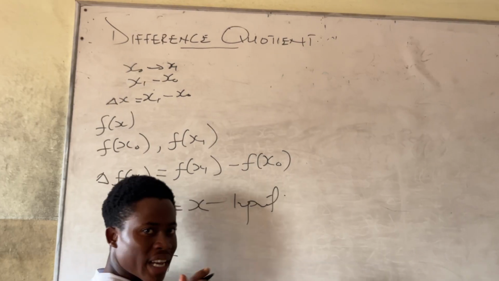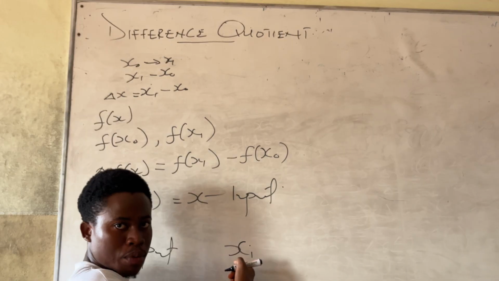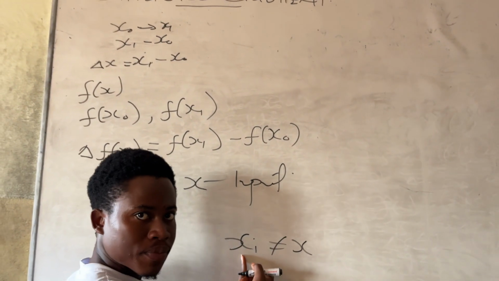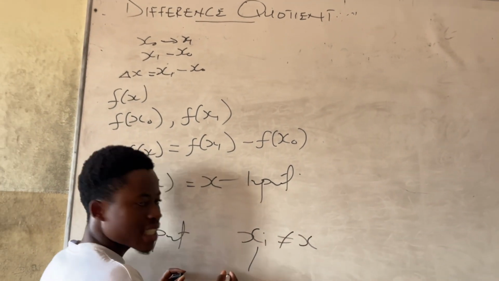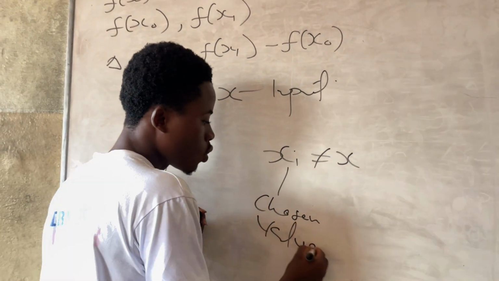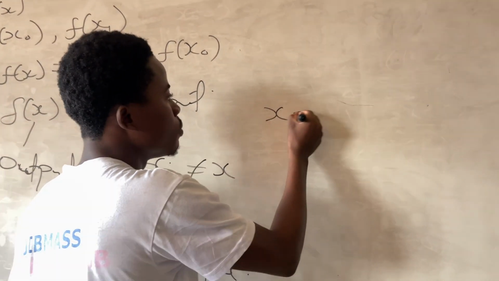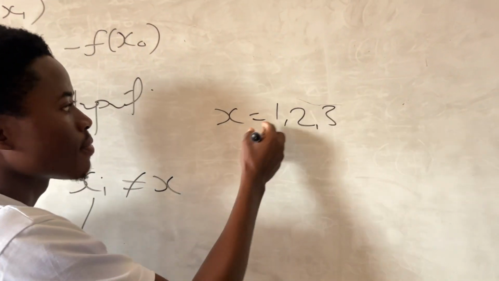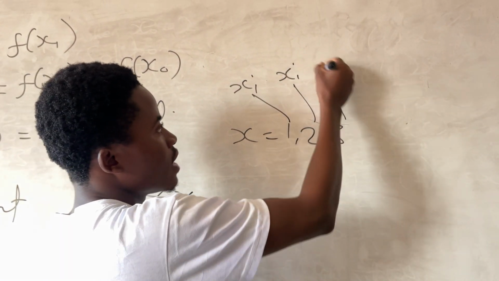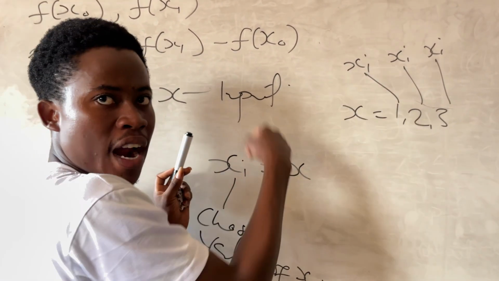So you might come across something like xi, or x subscript i. This does not mean x. All right. This xi represents a chosen value of x. So let's say if we have x to be 1, 2, 3, we can name this x1, this x2, and this x3. So the xi basically means a chosen value of x.